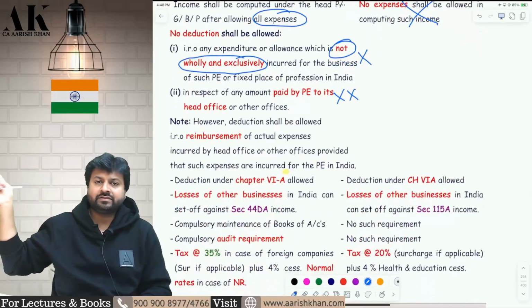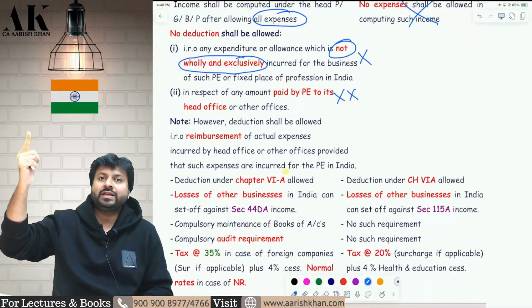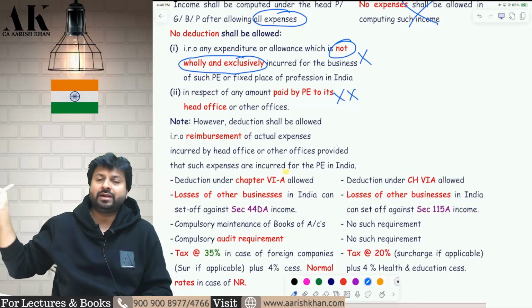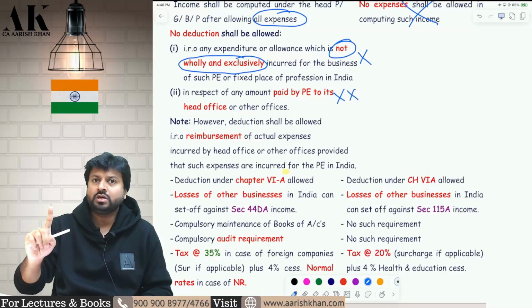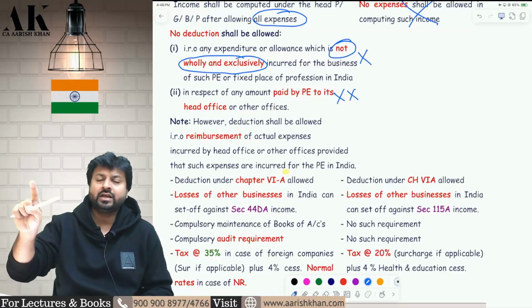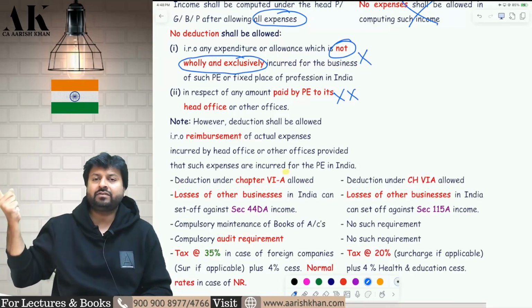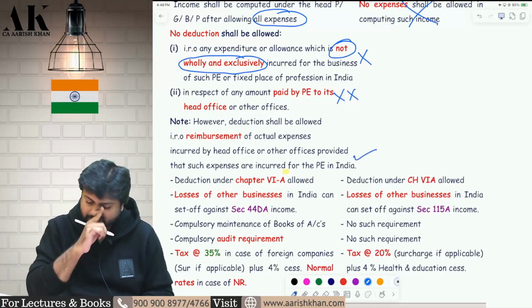But if you have taken services from some third party and you are telling HO to make the payment, that is, you are doing the payment in the form of a reimbursement, you are not making the payment actually to HO. You are just making HO an agent who will reimburse your payment on your behalf. In that case, that is allowed as deduction, as you can see over here.